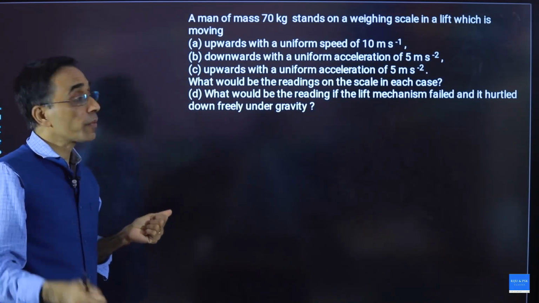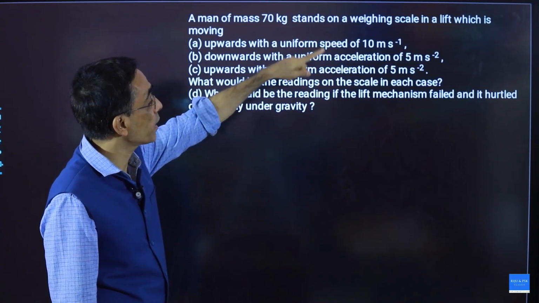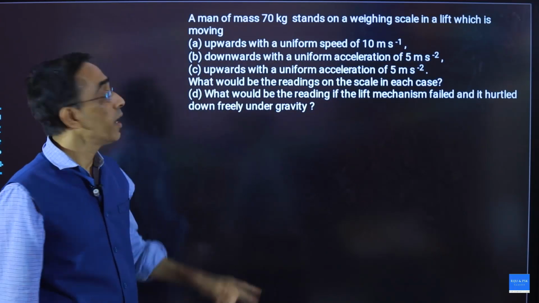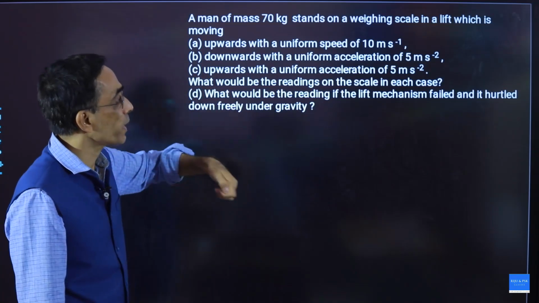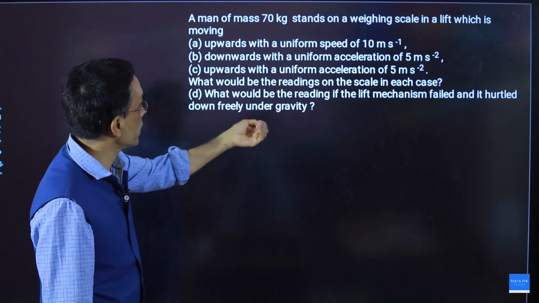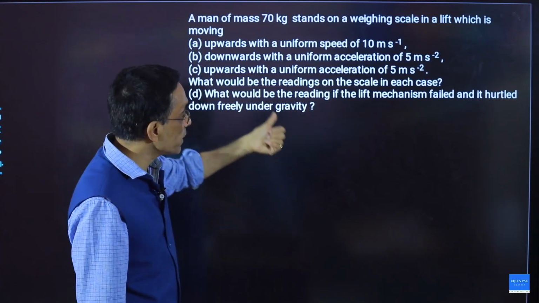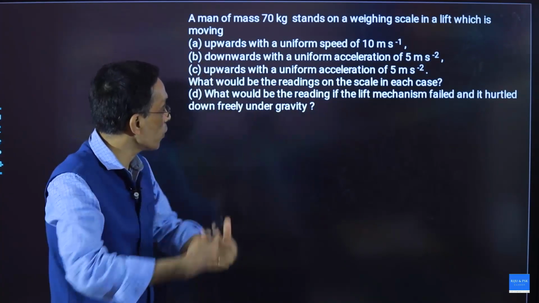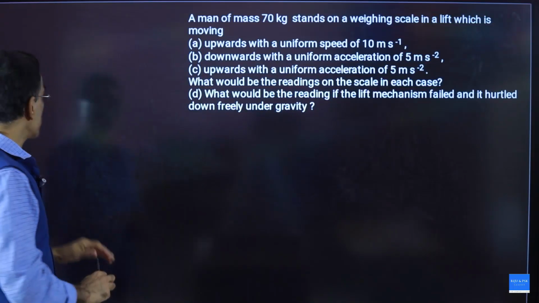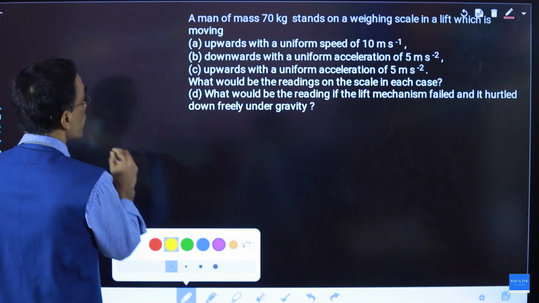Now, we have a question from NCERT. A man of mass 70 kilograms stands on a weighing scale in a lift which is moving upward with uniform speed, downward with uniform acceleration, upward with uniform acceleration. What would be the reading on the scale in each case? What would be the reading if the lift mechanism failed and it hurtled down freely under gravity? We discussed all these equations just now, and what are the equations for answer A?